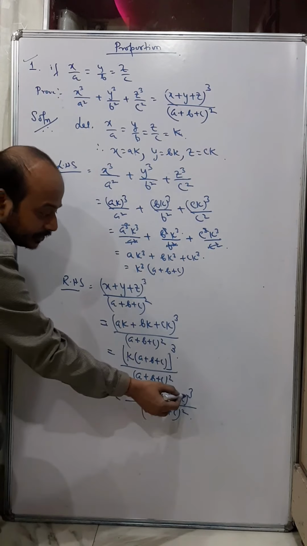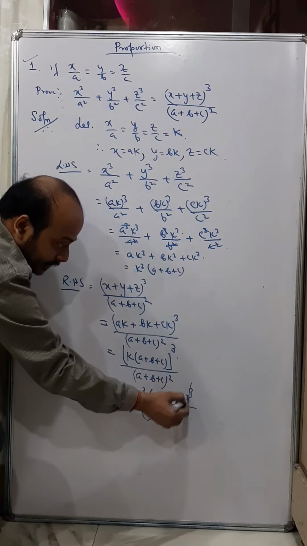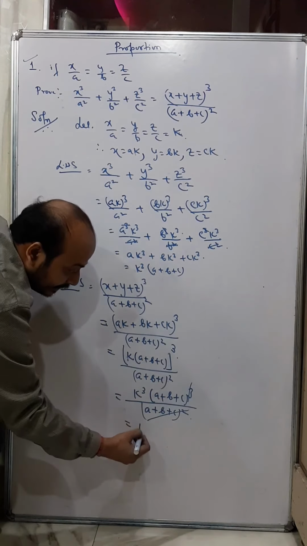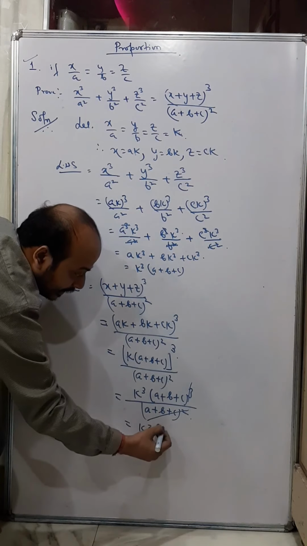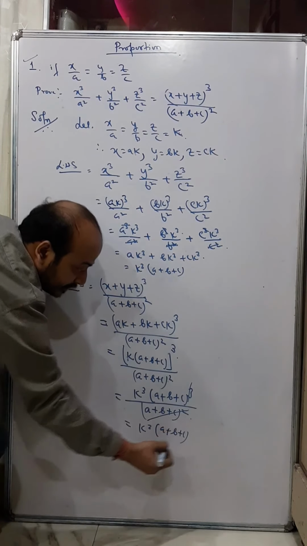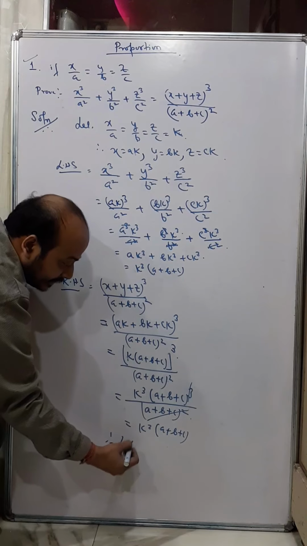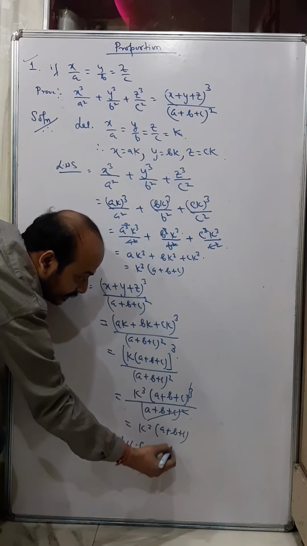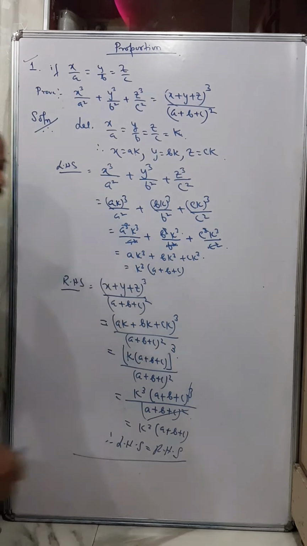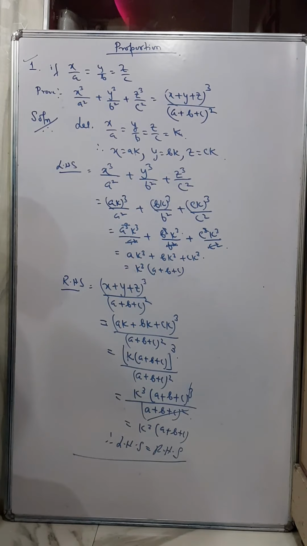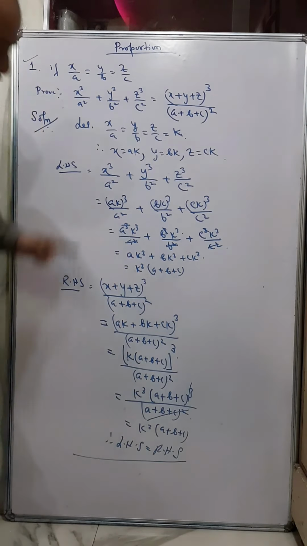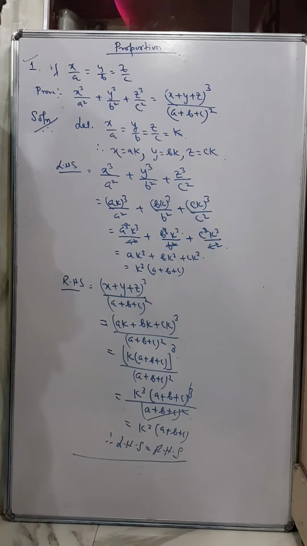Now see, this is whole cube and this is square, so this will get cancelled, and finally you are left with k cube and a plus b plus c, and therefore finally you can write LHS equals RHS, and hence proved. Okay, understand? So you just copy this sum, take the screenshot, and then you copy this sum.